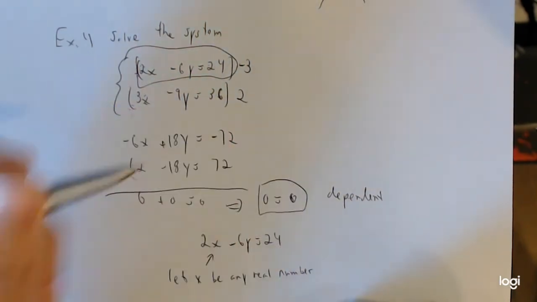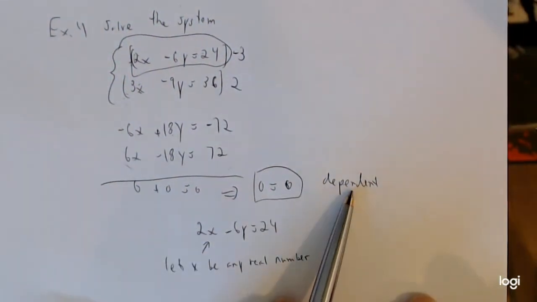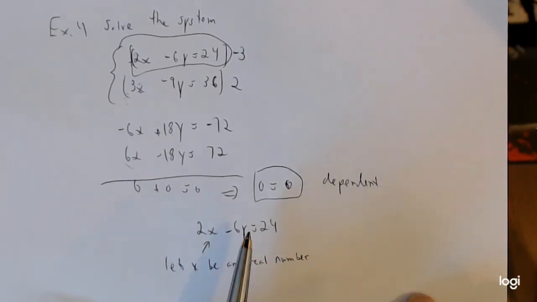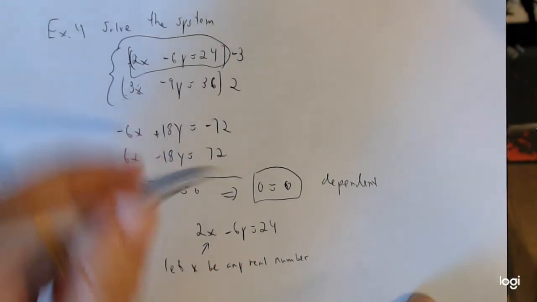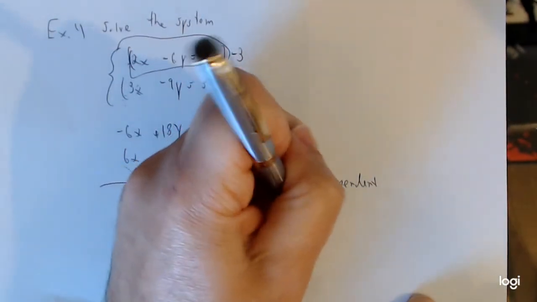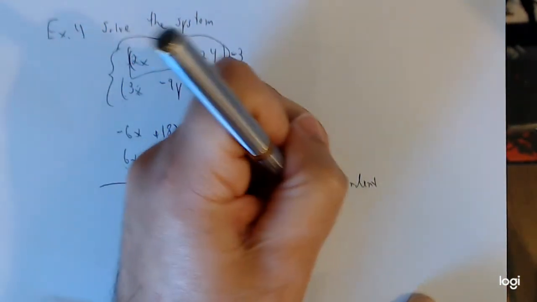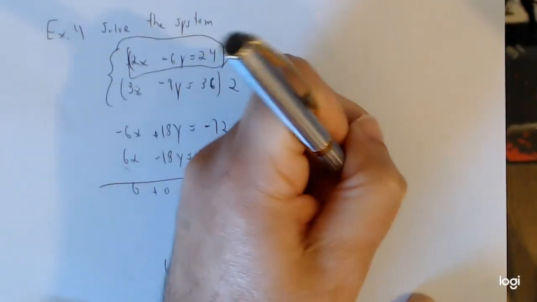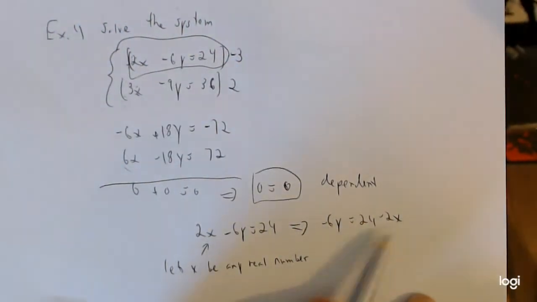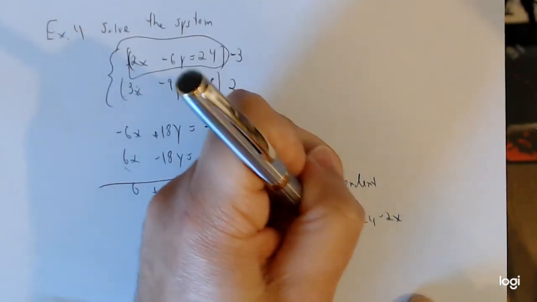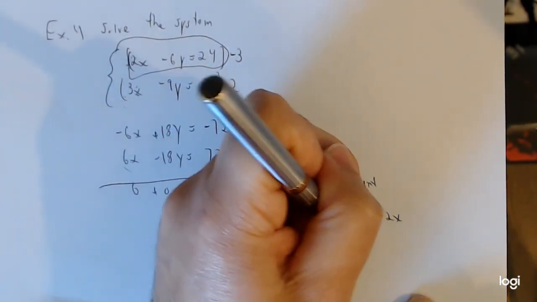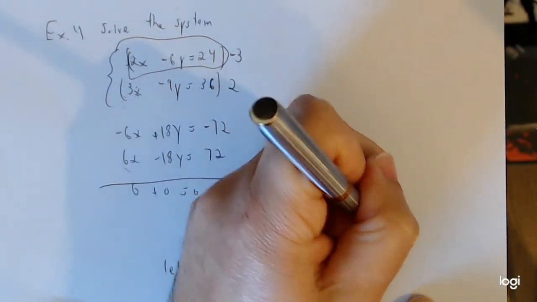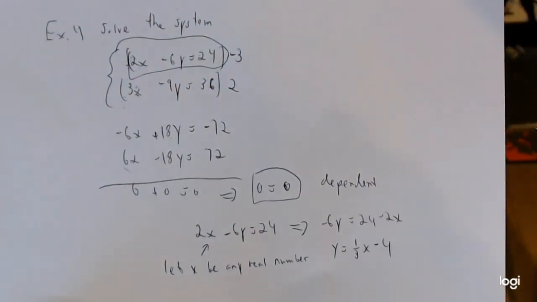And hopefully you'll see why this solution is called dependent. Now, what do I know? Y depends on x. Whatever x is will determine what y is. So if x is any real number, then we're going to solve for y. Then what does that imply? Negative 6y equals 24 minus 2x. And if I divide both sides by negative 6, I get y equals 1/3 x minus 4.